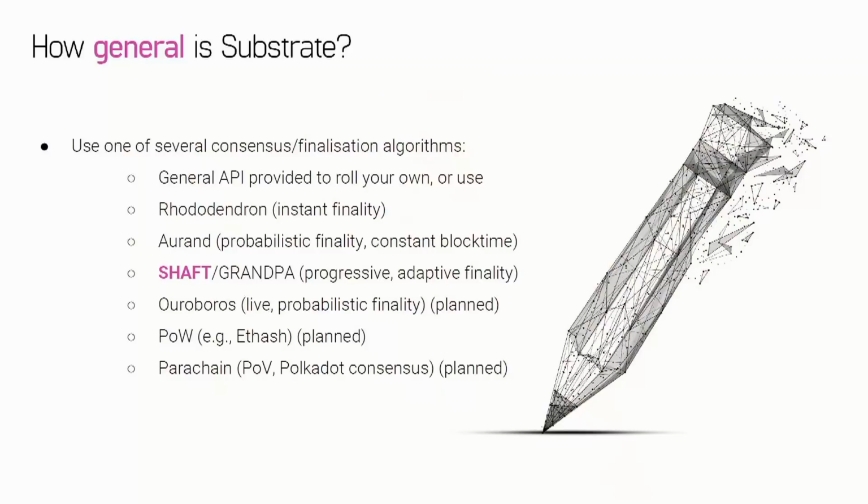We also have a few others that we are planning to implement. Ouroboros, proof of work. It's generic enough to bring in the proof of work consensus. And obviously, the ultimate goal for this is to have a parachain consensus whereby any Substrate chain that you write can be turned into a parachain.